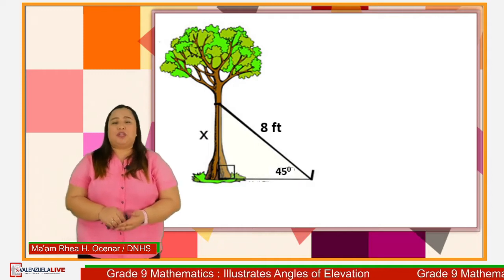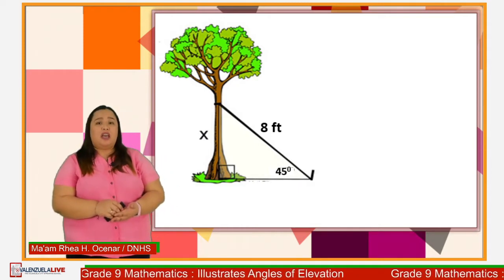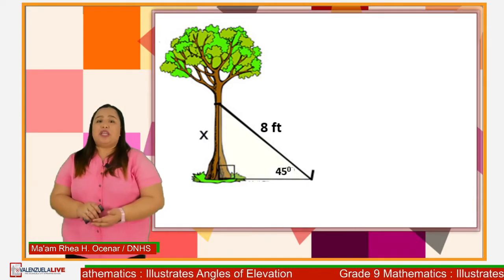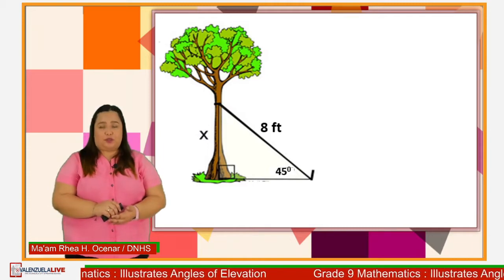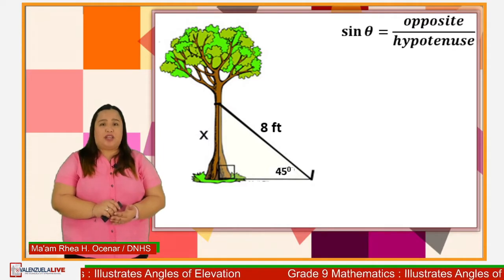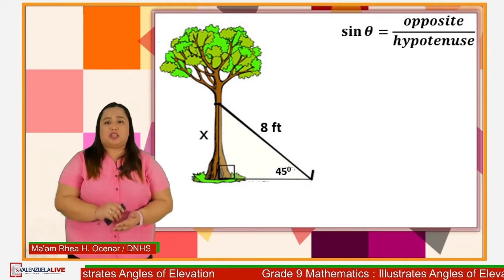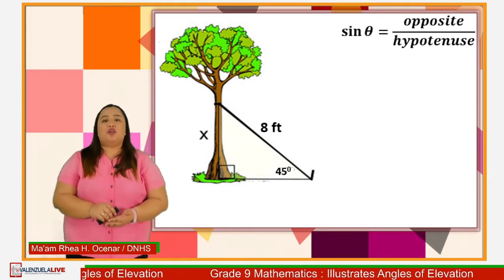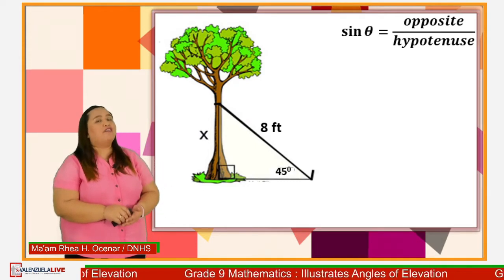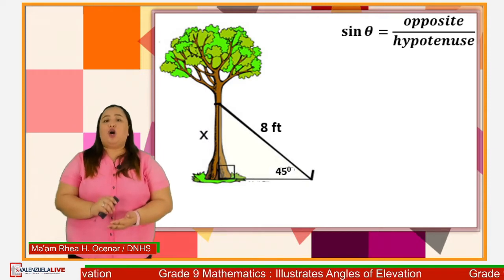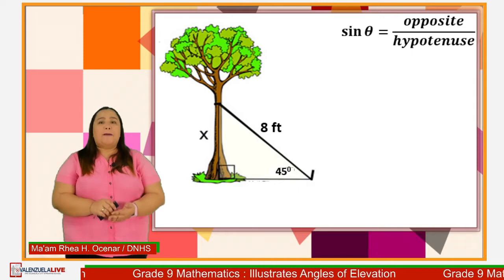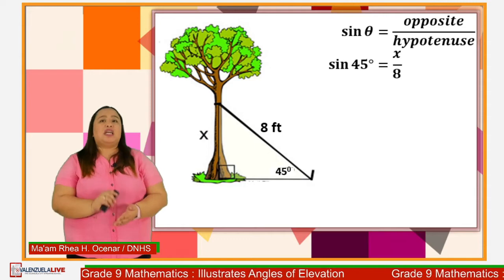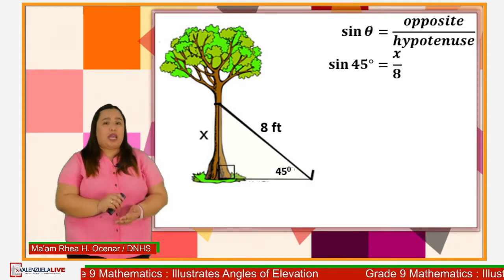In example number 2, the diagram is already given and the known and unknown values are also stated. So, from the diagram, we can now form our equation. The missing side represented by x is the opposite side of the 45-degree angle and 8 feet is the hypotenuse. We can use the sine function. So we have sine theta is equal to opposite over hypotenuse. By substitution, we have sine 45 degrees is equal to x over 8.